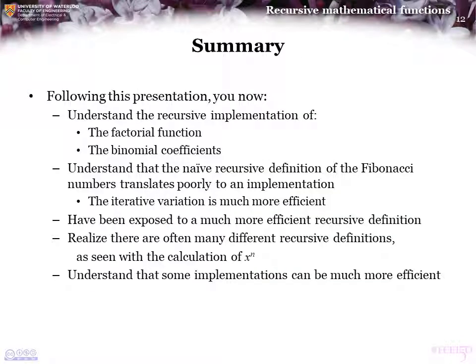So, following this topic, you now understand the recursive definition and implementation of the factorial function and the binomial coefficients. You understand that the naive recursive definition of the Fibonacci numbers actually translates very poorly to an implementation. We also saw an iterative variation of calculating the Fibonacci numbers that is much more efficient. You have, however, been exposed to a much more efficient recursive definition of the Fibonacci numbers, and you are welcome to try to implement this on your own.